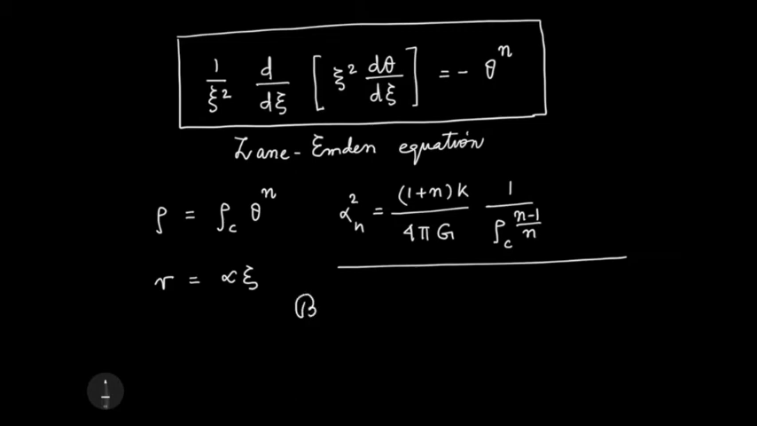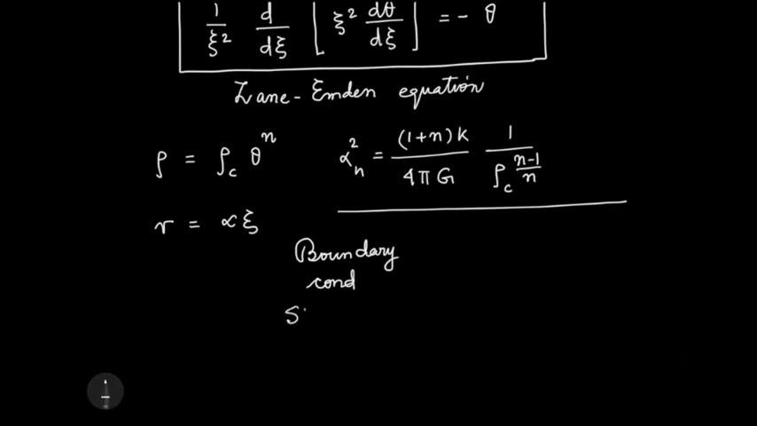What are the boundary conditions? So that is also another important thing. So we consider that the stellar radius of the star, which I call capital R, is the radius of the star. This is alpha times some value of xi, called xi1. See the radius we have scaled, and when xi equals xi1, I reach the surface of the star. So that is the stellar radius.